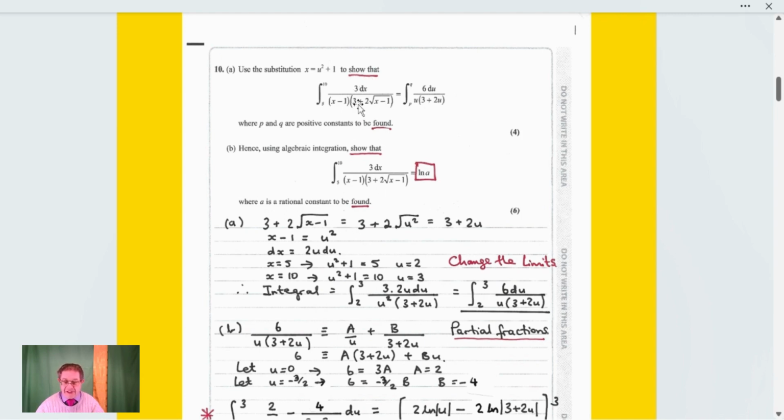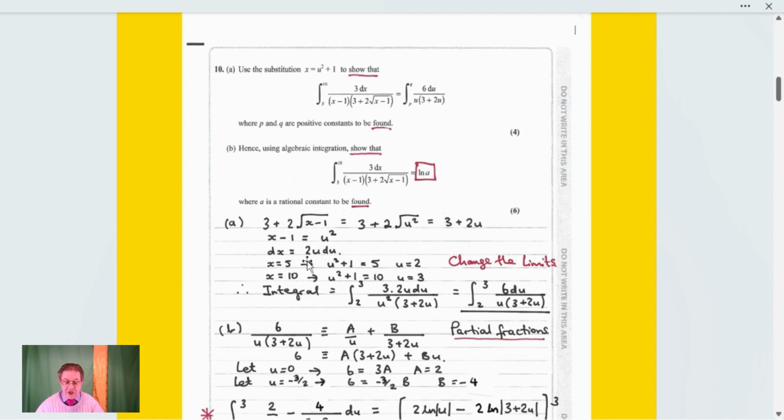We've got to convert the dx's into du's. A common mistake is just to write du instead of dx, which is not correct. So if we differentiate, we get dx/du equals 2u, or dx equals 2u du. We must remember to change the limits too. Quite a common mistake is to forget to change the limits, or at least to show how they've changed.